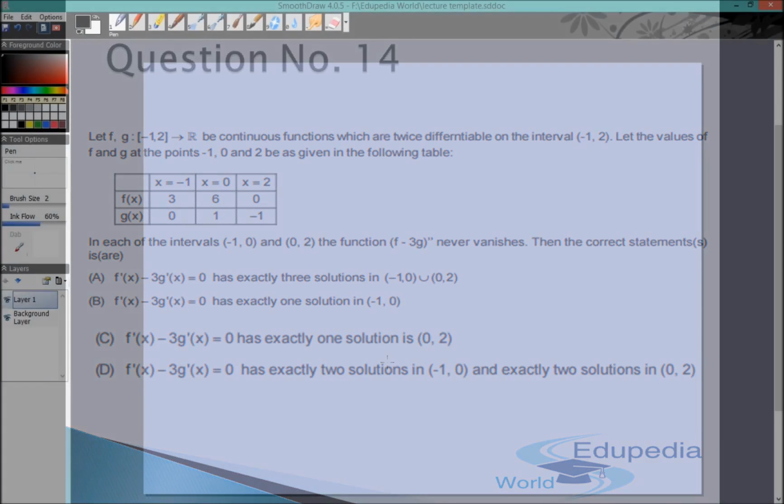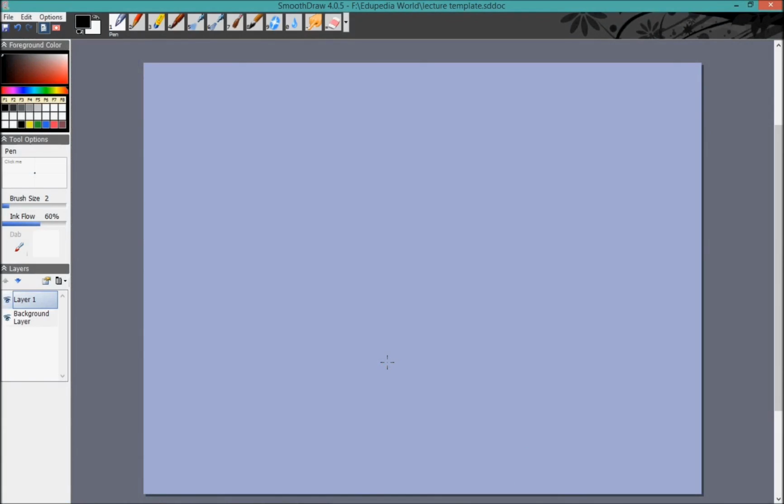So it's a very easy question because it doesn't take a lot of time, but it's slightly tricky, right? And I like these types of questions. The question given to us is simply we are given 3 values of f(x) and g(x) at x equal to minus 1, 0 and 2, and the values are 3, 6, 0 and 0, 1, minus 1. And we are asked to calculate the properties of the function f(x) minus 3g(x).